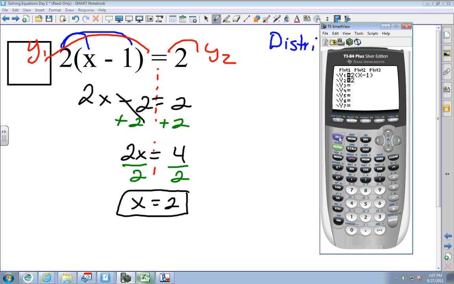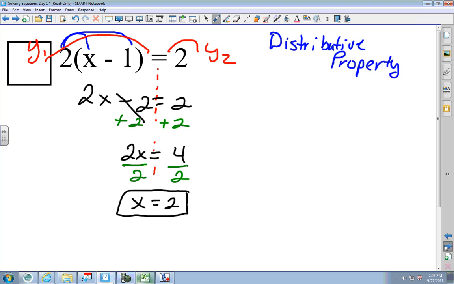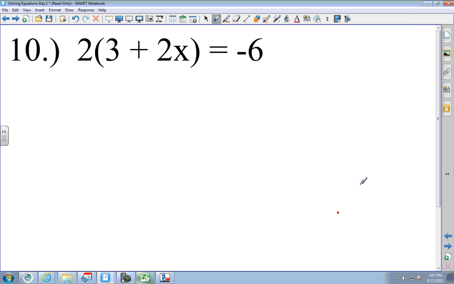Now I'm going to press second graph. I'm going to go to where x is 2. And if y1 and y2 are the same numbers, they sure are, that means I'm correct. The next one, pause the video, come back and see how you do.